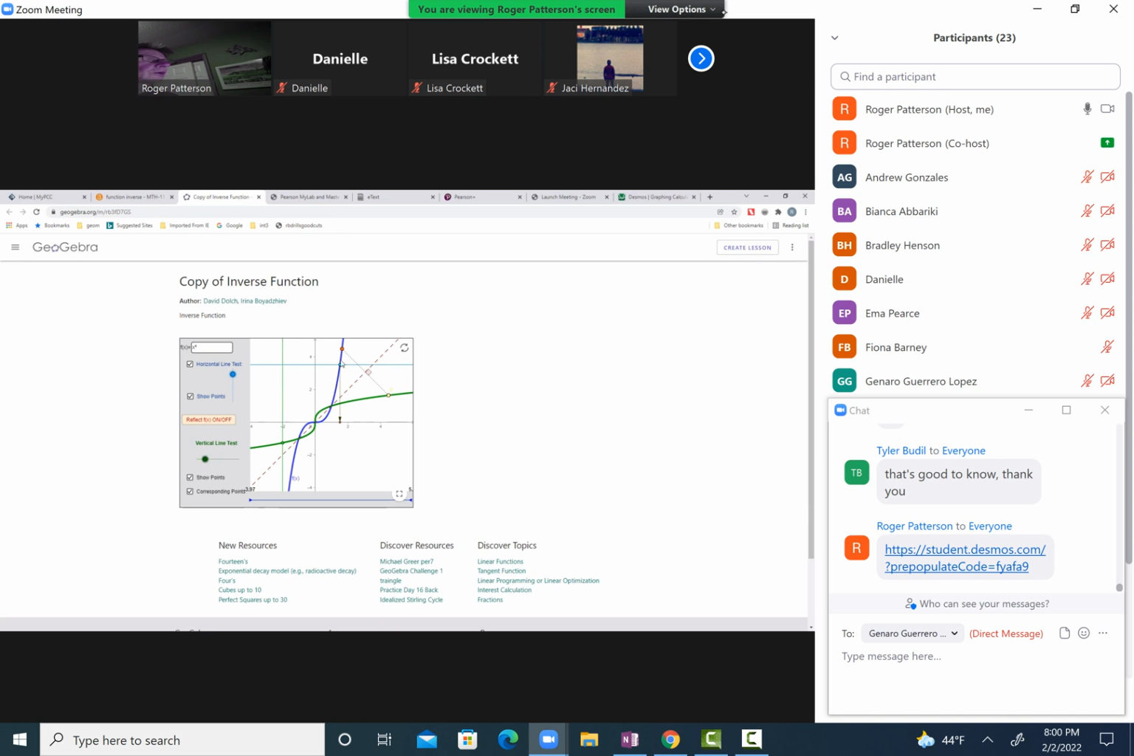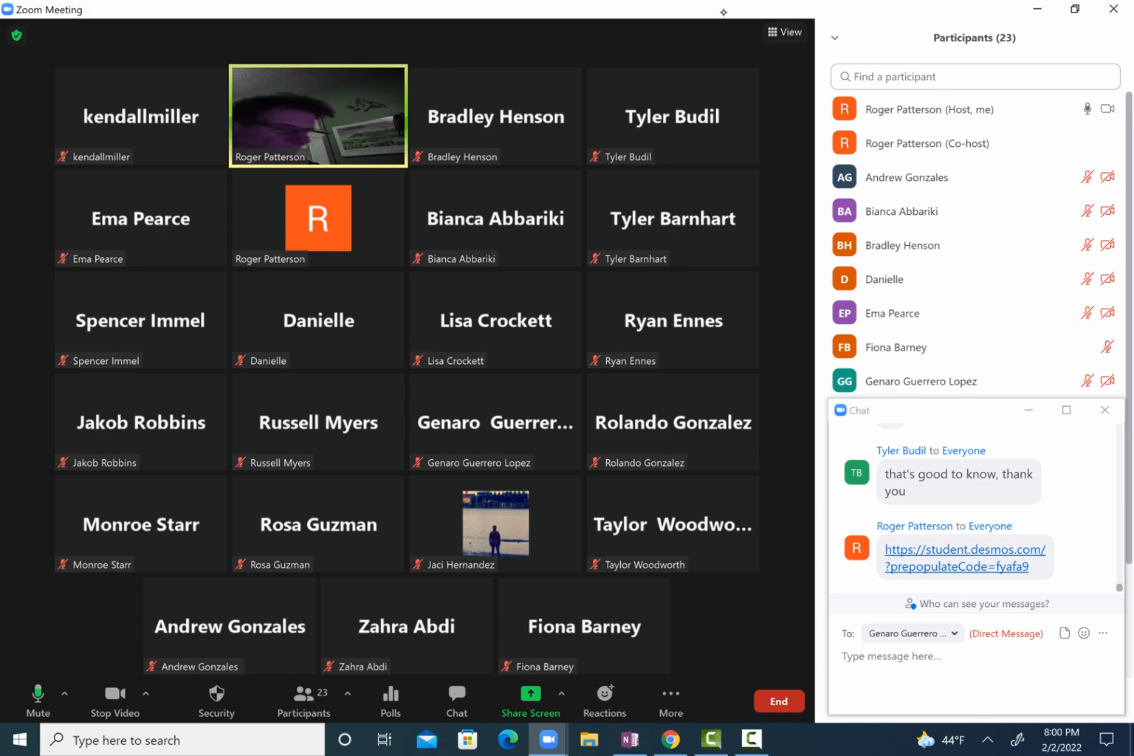Corresponding points. Now I can see them. All right, the x's and the y's flip. I like that little demonstration so you can see stuff.